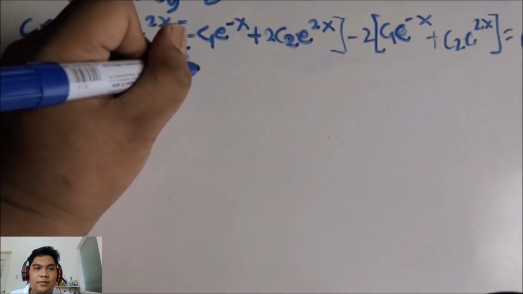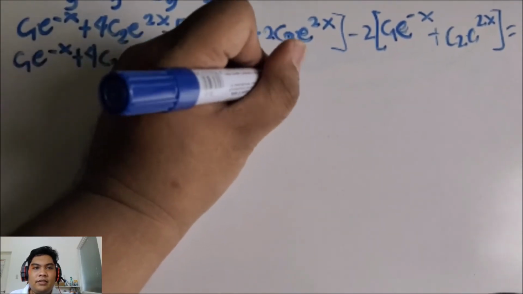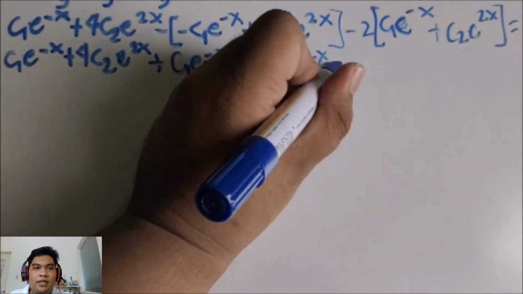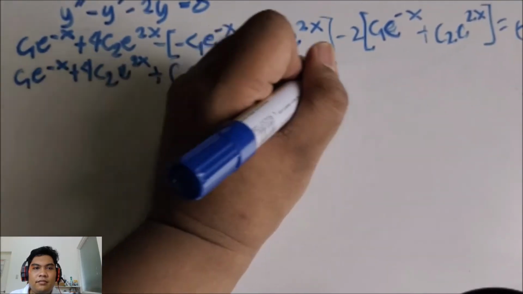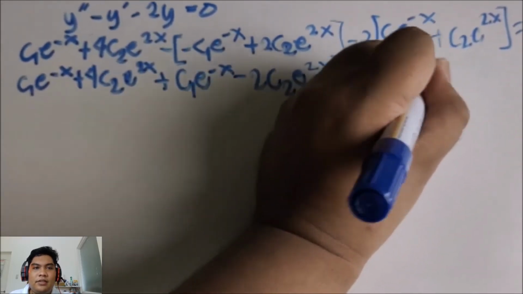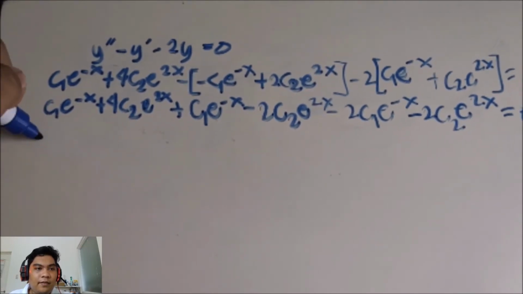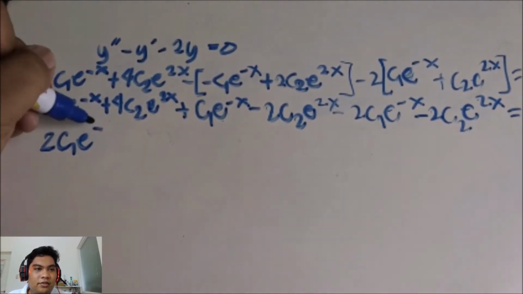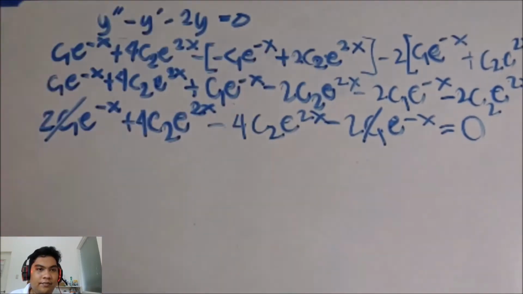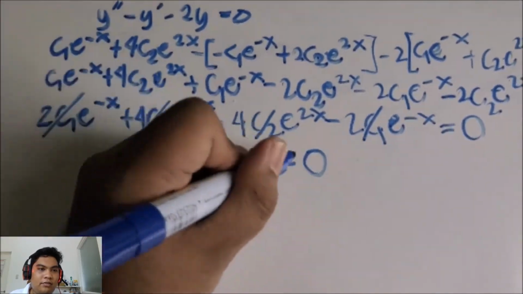This term is positive c1e raised to negative x, minus 2c2e raised to 2x, minus 2c1e raised to negative x, minus 2c2e raised to 2x. Further simplification, so we combine like terms. Okay, so as we can see, all the terms cancel out. Therefore, 0 equal to 0.